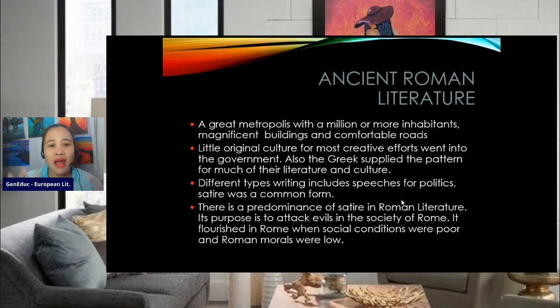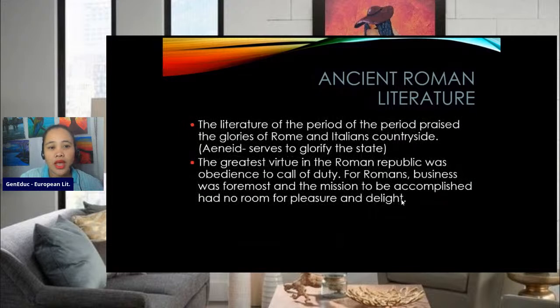Take note, the purpose of ancient Roman literature is to attack evils in the society of Rome. It flourished in Rome when social conditions were poor and Roman morals were low. The literature of the period praised the glories of Rome and Italy's countryside. The Aeneid serves to glorify the state.